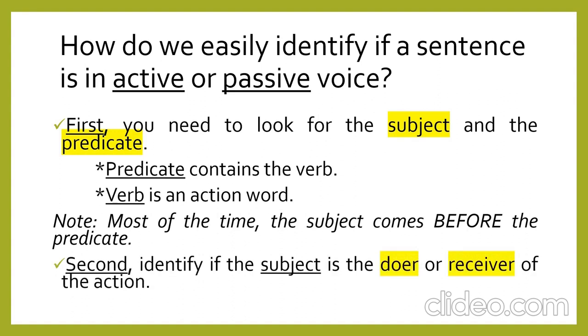Second step, you have to identify if the subject is the doer or receiver of the action. Again, if the subject is the doer of the action, it's active voice. And if the subject is the receiver of the verb, it's passive voice. So remember that if it's the receiver, it's not the one performing. It's not the one doing the action.